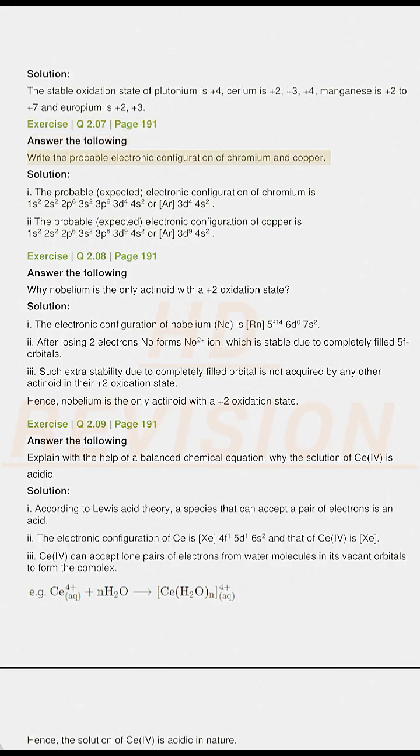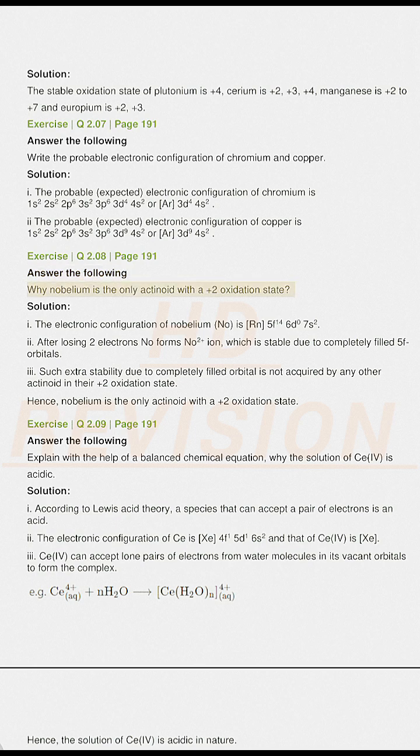Exercise Q 2.07, page 191. Answer the following. Write the probable electronic configuration of chromium and copper. Solution. The probable expected electronic configuration of chromium is 1s2 2s2 2p6 3s2 3p6 3d4 4s2 or [Ar]3d4 4s2. The probable expected electronic configuration of copper is 1s2 2s2 2p6 3s2 3p6 3d9 4s2 or [Ar]3d9 4s2.